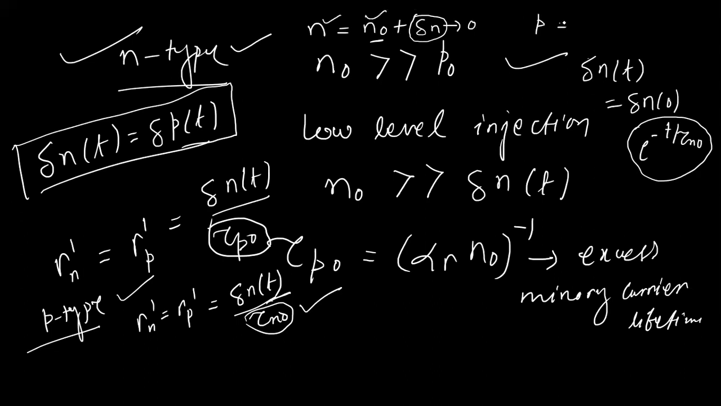The same will happen with p. P is equal to p0 plus delta p. So this delta p will decay exponentially with time, depending upon the excess minority carrier lifetime, and will become 0. Then your non-equilibrium hole concentration p will be the thermal equilibrium hole concentration.